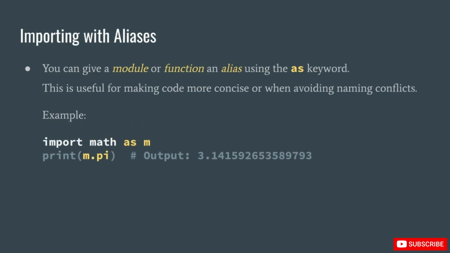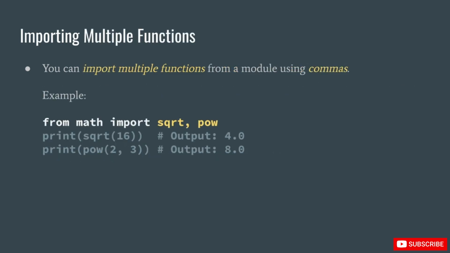You can assign an alias to a module or function using the as keyword. This is especially useful for making your code more concise or avoiding naming conflicts. You can import multiple functions from a module at once by separating them with commas. In this example, we import both square root and pow from the math module.